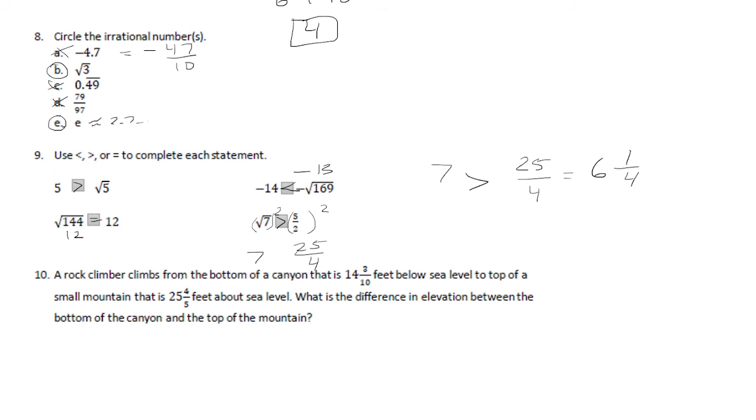Okay, a rock climber climbs from the bottom of a canyon that is 14 3/10 feet below sea level to the top of a small mountain that is 25 4/5 feet above sea level. Actually, that's a typo in the problem. I should say above. What is the difference in elevation between the bottom of the canyon and the top of the mountain?